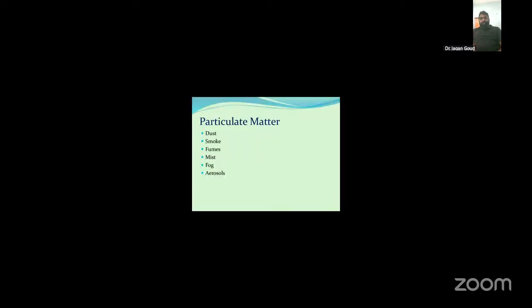Particulate matter: dust, smoke, fumes, and mist and fog aerosols. Particulate matter refers to a complex mixture of solid particulates and liquid droplets suspended in air. It includes both primary particles and secondary particles. Particulate matter is classified based on aerodynamic diameter, which determines atmospheric behavior and deposition in the respiratory tract.